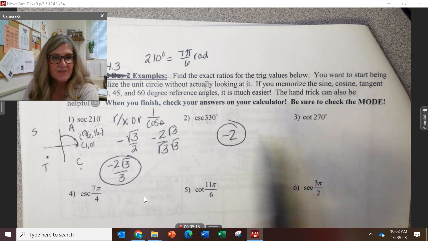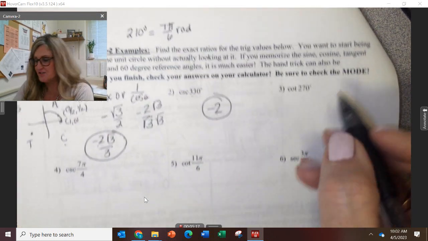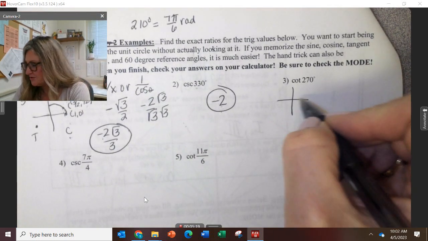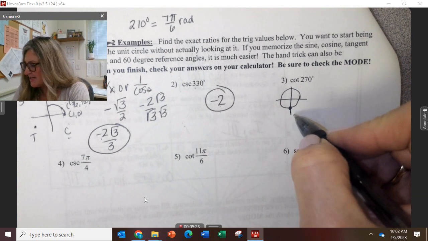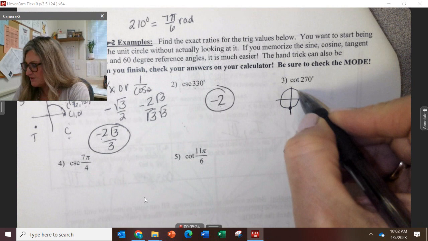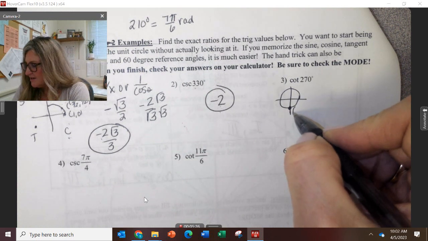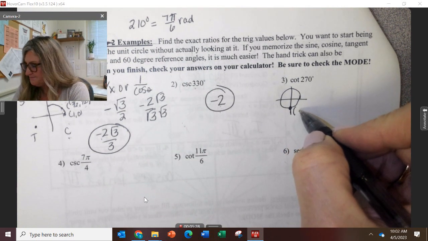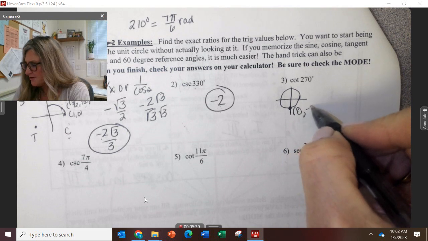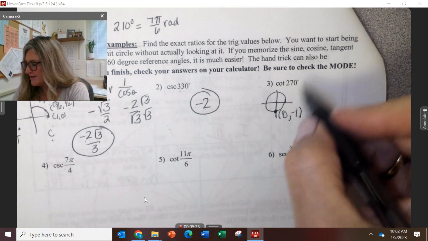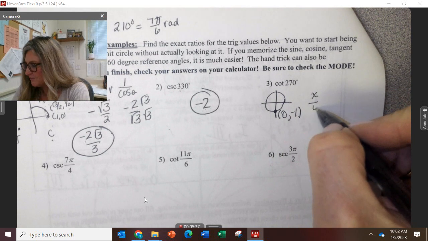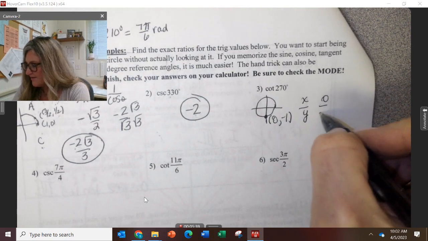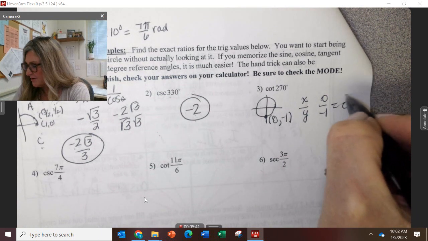Okay? All right, I'll do the cotangent of 270. We have to use a unit circle on this. So we go to the unit circle, we put a dot here, there's 270. There's 90, 180, 270. This point is what? 0, negative 1. And so therefore, to find the cotangent, it's always x over y. So 0 divided by negative 1 is 0.